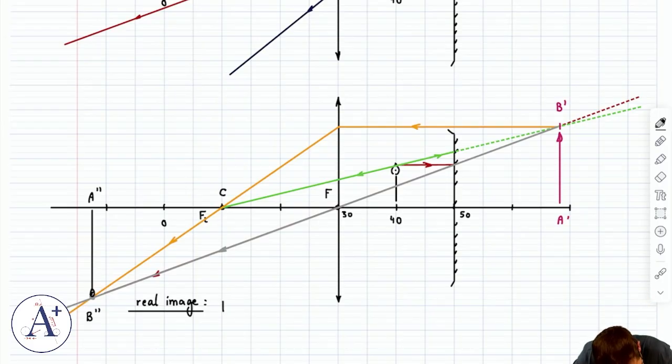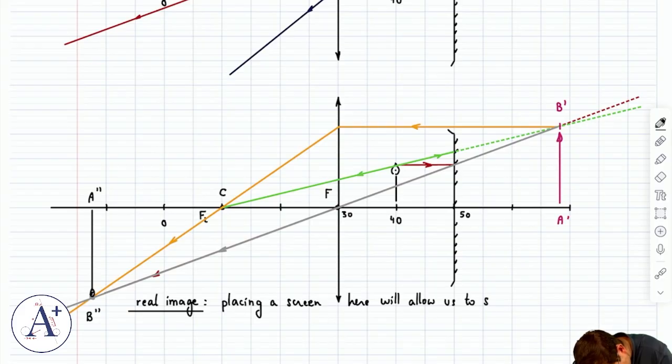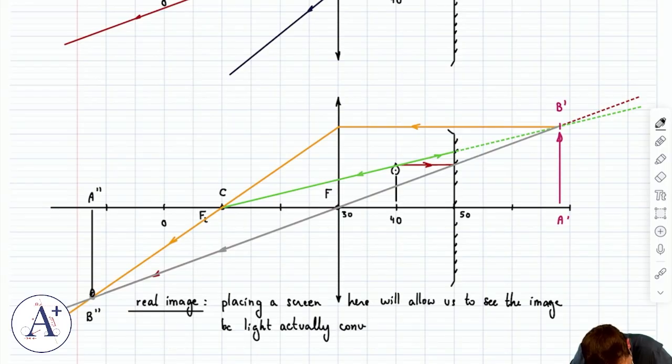So, placing a screen here will allow us to see the image because light actually converges at B prime, B double prime, I mean.